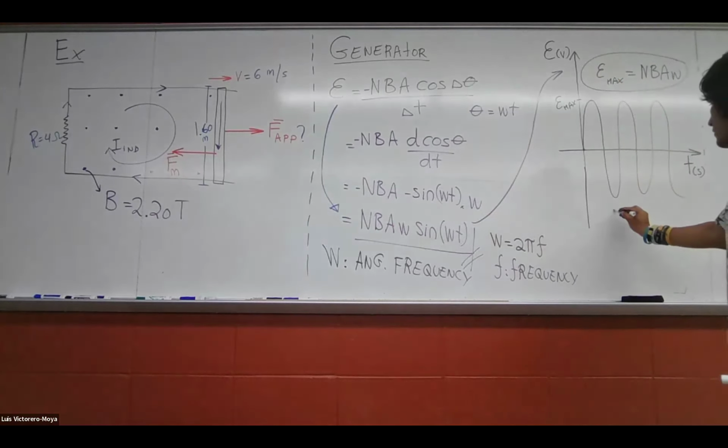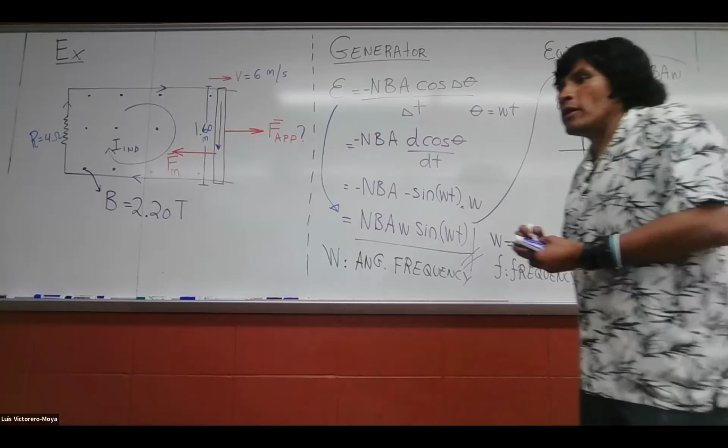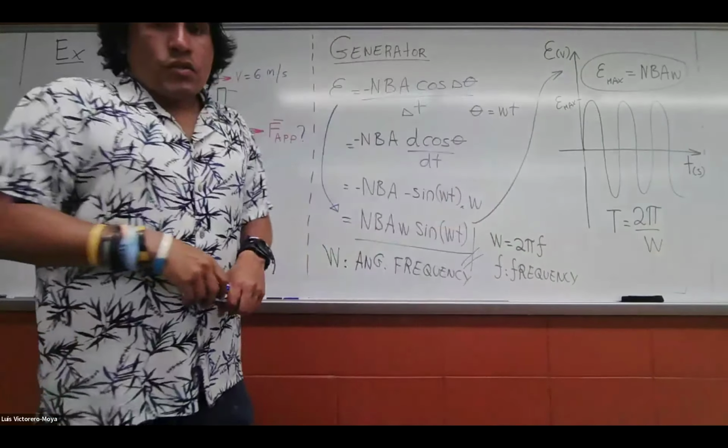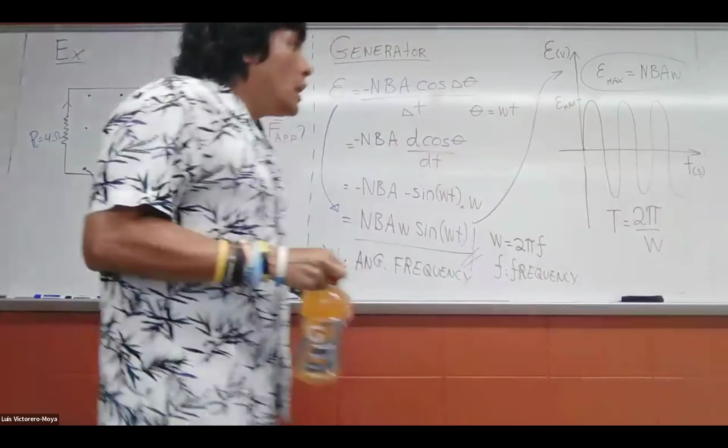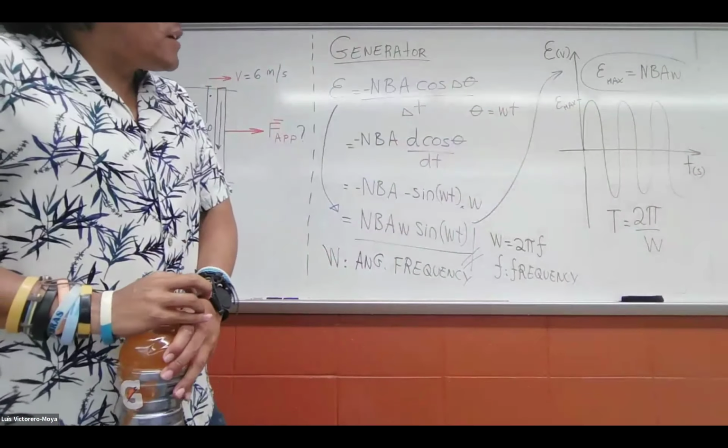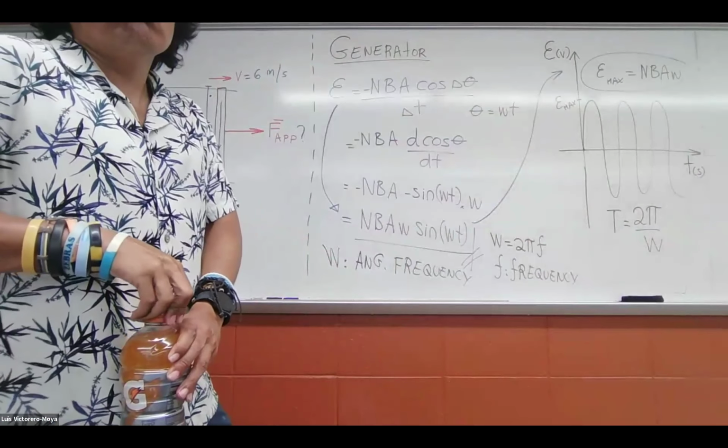And the period, 2 pi over omega, or 2 pi over W. That's the period of the wave. So that is a more realistic, in fact, that is actually the type of voltages that we get in households.